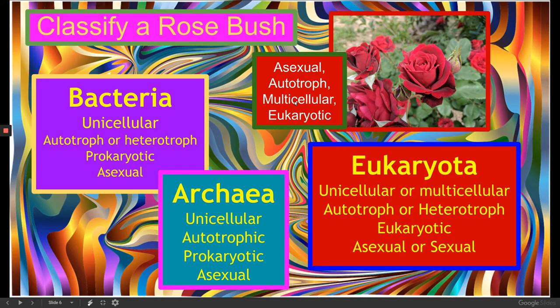Multicellular. That means it has more than one cell, more than one type of cell. Over here in bacteria, oh look, it can only be unicellular. So now I can mark off bacteria because it cannot be bacteria since it's multicellular. Down here in archaea, look, I have the same problem. Archaea is also only unicellular, so I can mark it off. And that leaves eukaryota. And notice eukaryotic, eukaryota, eukaryotic. And now I have been able to apply taxonomy and place a rose bush in the domain eukaryota.